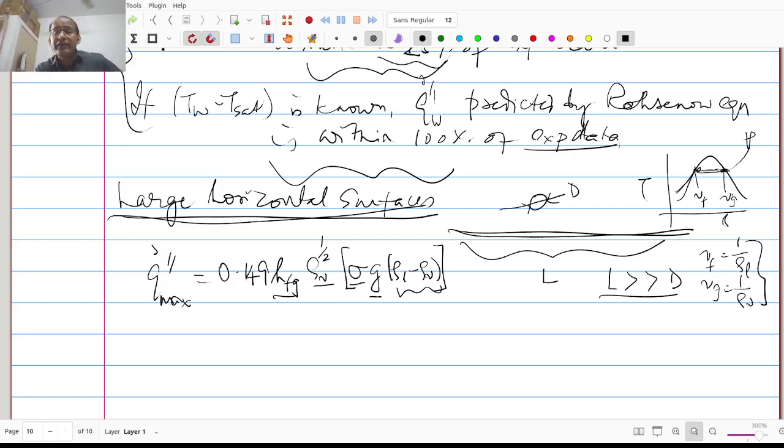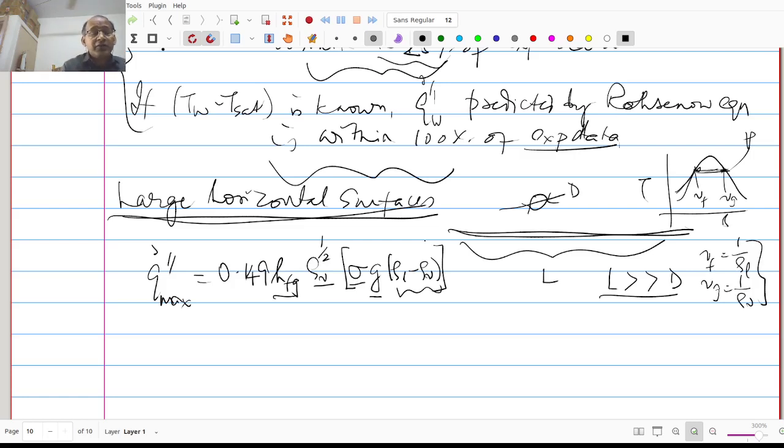So v_f and v_g are the specific volumes at the saturated liquid state and saturated vapor state, so rho_L will be 1 by v_f and rho_V will be 1 by v_g. So rho_L minus rho_V is basically 1 by v_f minus 1 by v_g. That is the thing that you calculate. Okay, so just to help you connect it to the thermodynamics that you know.